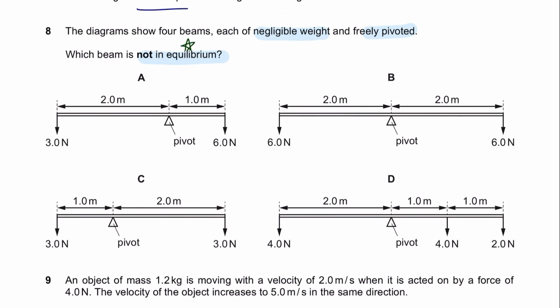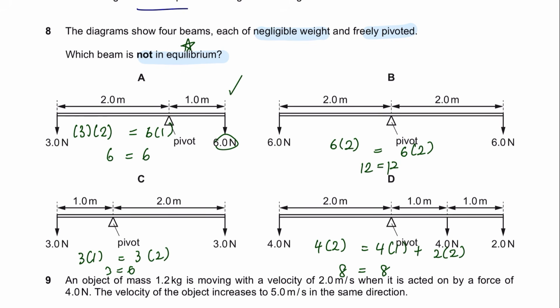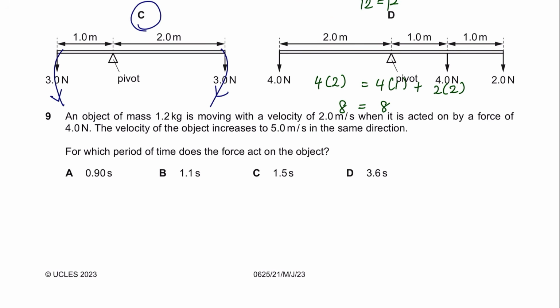For the beam to be in equilibrium, the clockwise direction and the anti-clockwise direction have to be equal. To calculate that, we are going to use force times distance equals force times distance, which gives you 6 equals 6. So this is in equilibrium. After repeating the same steps, you will notice that C is not in equilibrium because the clockwise direction is more than the anti-clockwise direction. Question 9.